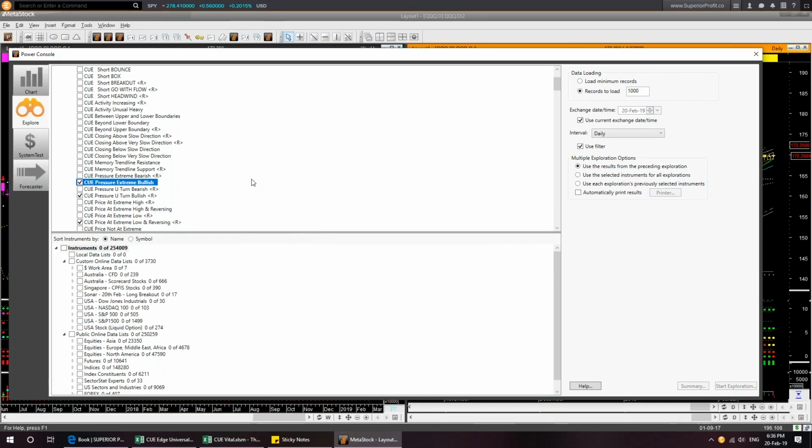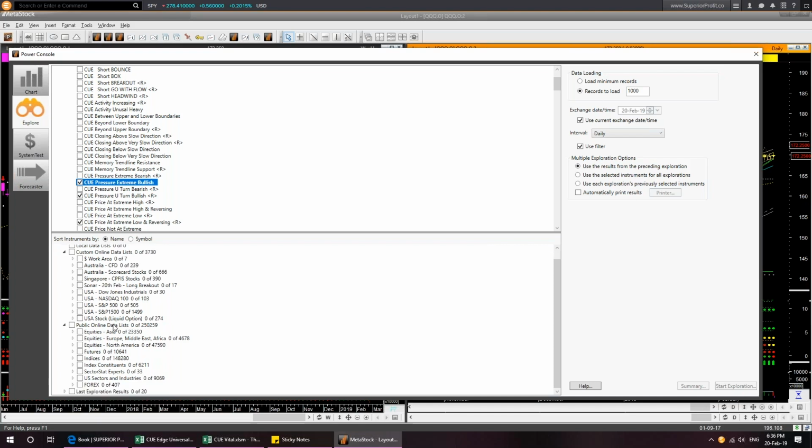What is pressure? Pressure is a combination of displacement and volume. It is not about volume or activity only, but it is also making sure that that high volume is accompanied with large movement. I have selected a number of scans and I can run them together by choosing this radio button, use the results from preceding exploration. That will allow me to use the output of one explorer we call sonar as the input of the next one in a waterfall model. That is an efficient way of finding your trades.